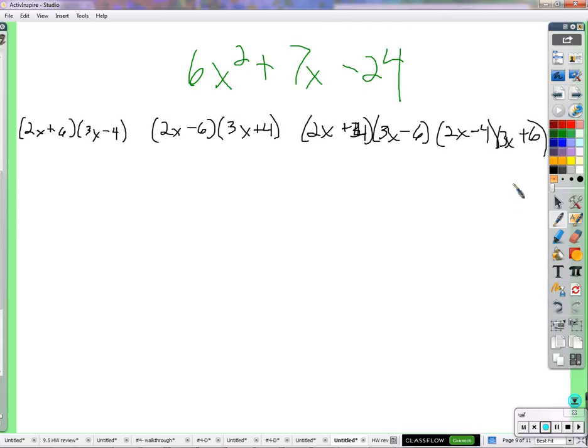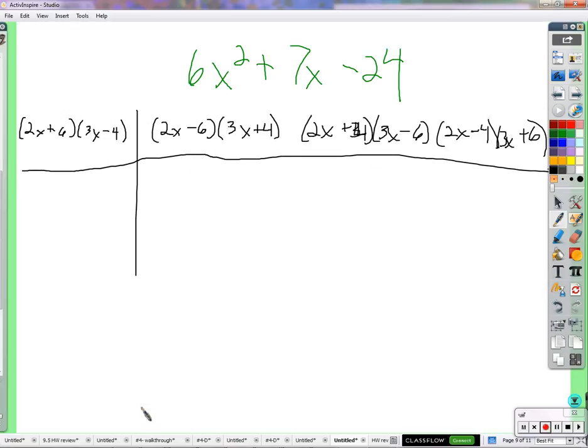Alright? So that's 4 different possibilities that I would have to guess and check, just based on this being 2 and this being 3, this being 6 and this being 4. I can switch the 6 and the 4, I can switch the signs around, and that gives me 4 different possibilities, just having decided on a couple of things, that I'd use 2x times 3x and a 6 times a 4 to get 24. Okay, well those are some possibilities.